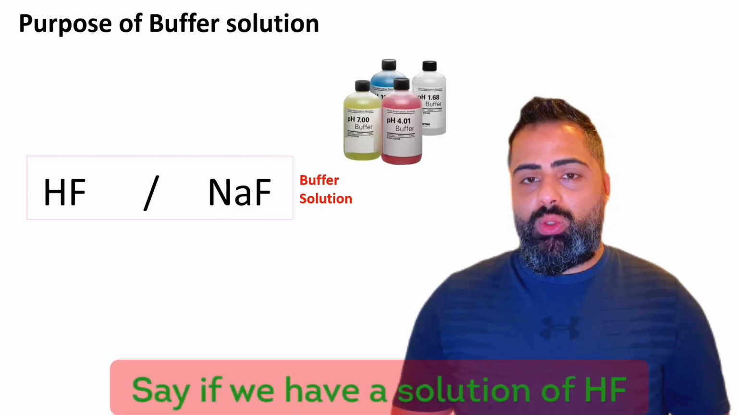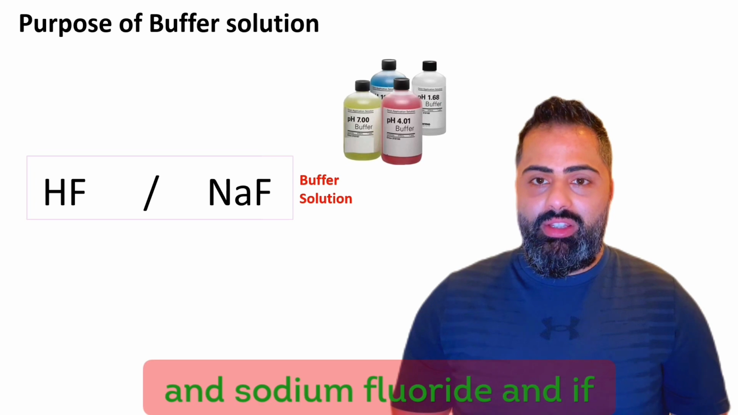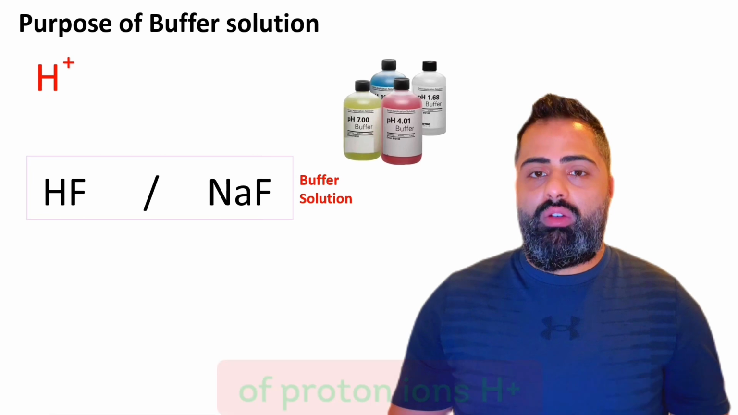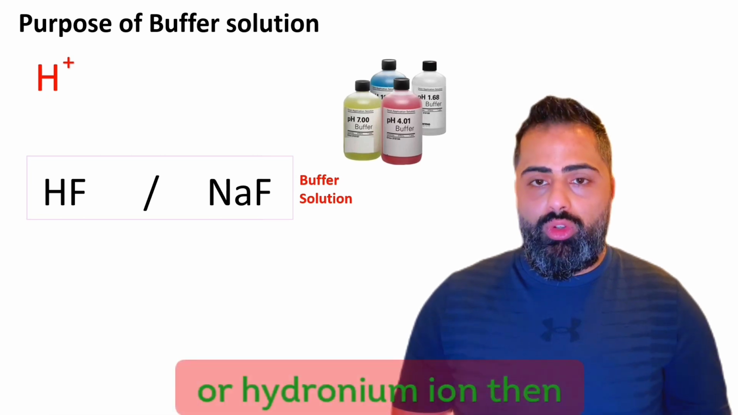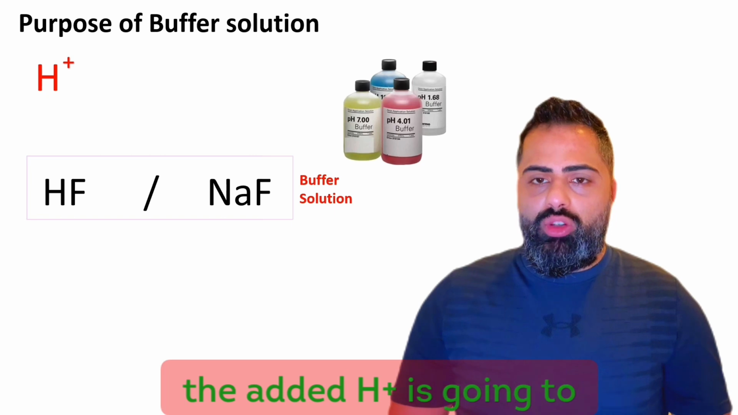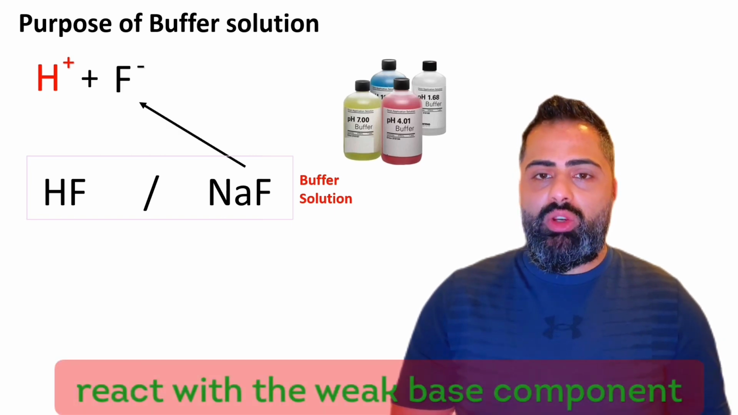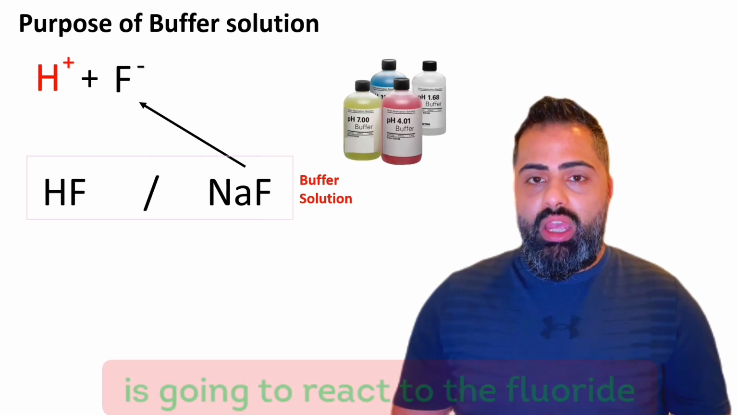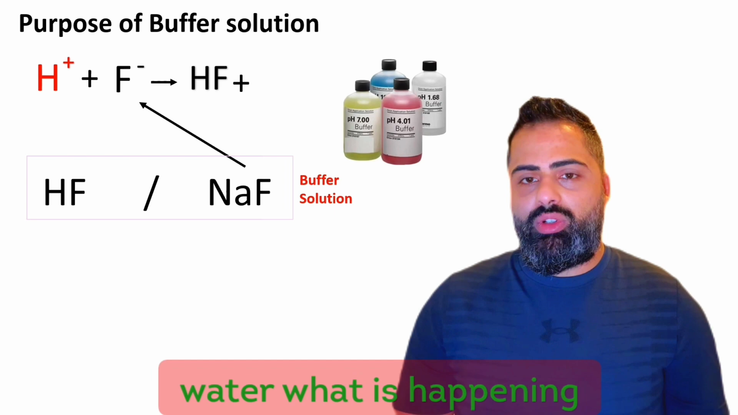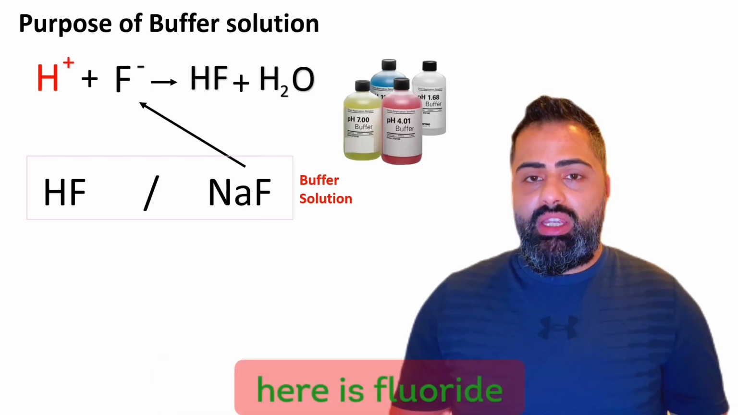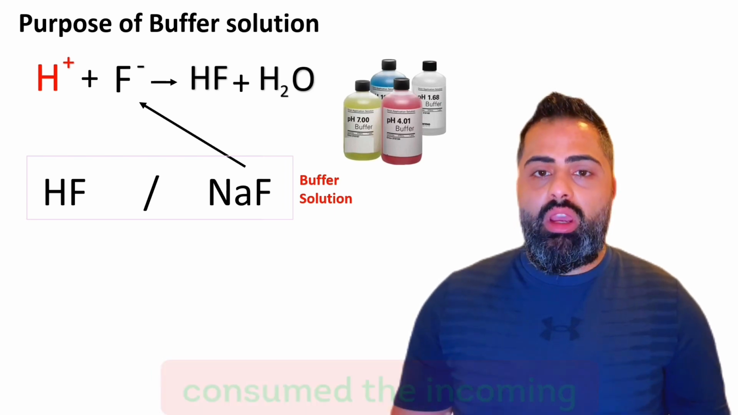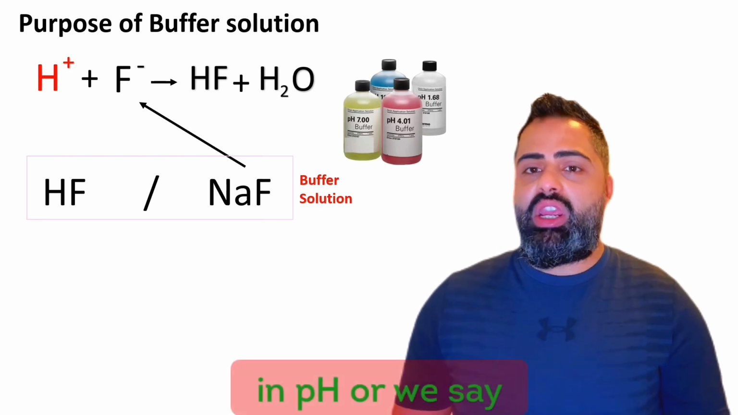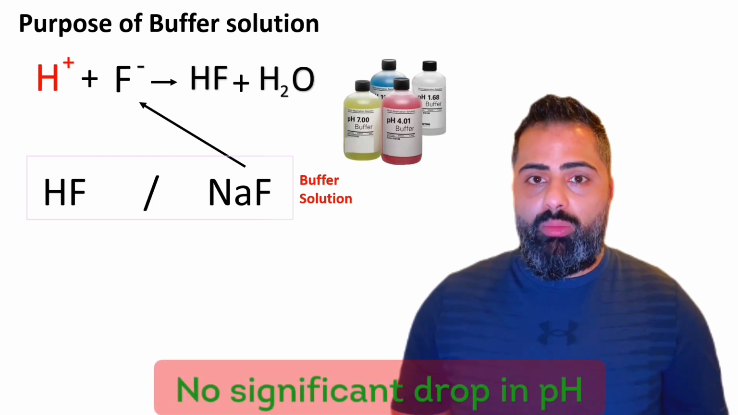Let's say we have a solution of HF and sodium fluoride, and we add acid or anything that would increase the concentration of proton ions, H+, or hydronium ion. Then the added H+ is going to react with the weak base component of the buffer solution. So here it's going to react with the fluoride, and we are going to get HF and water. What is happening here is fluoride consumed the incoming hydronium ions in the solution and prevented the dramatic decrease in pH, or we say no significant drop in pH.